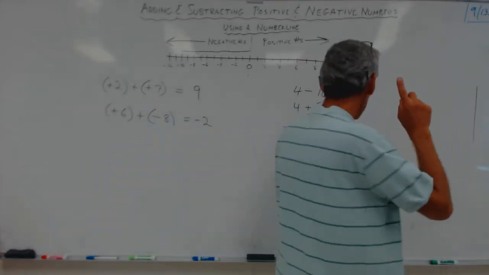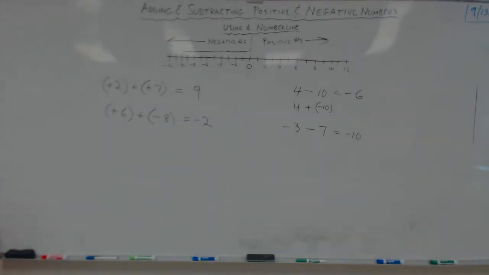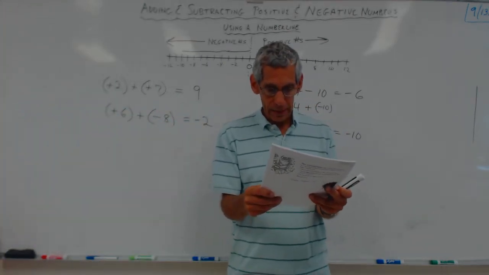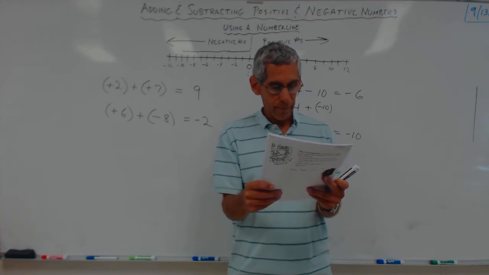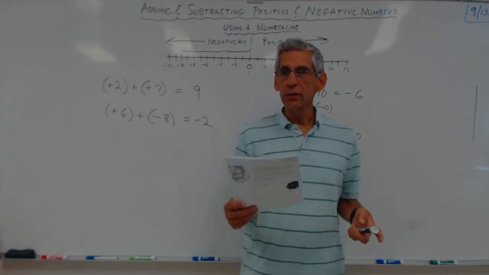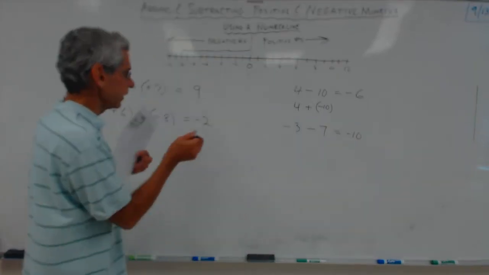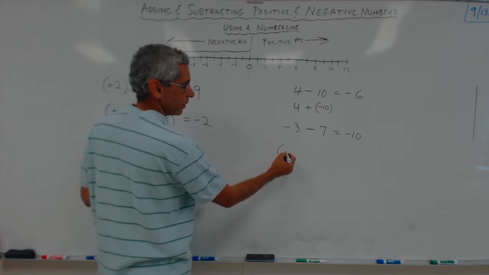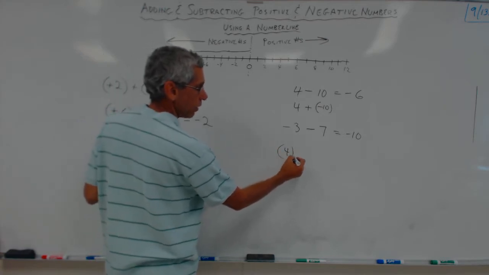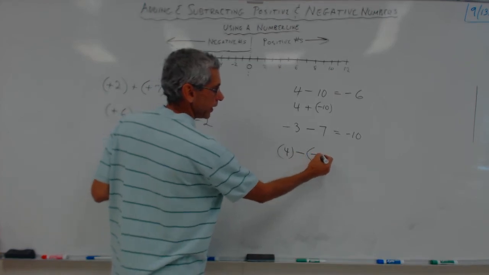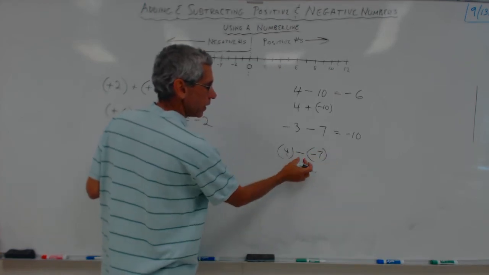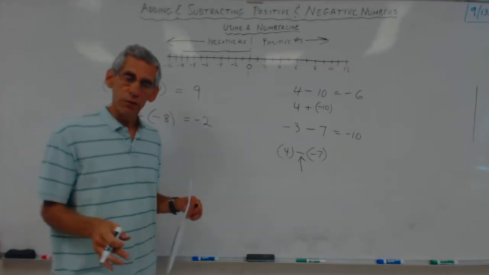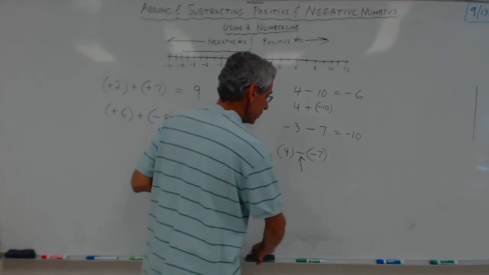Let me just quickly look at the homework that I printed out. Let me just be sure I'm not leaving something out that you might need to see. So I'm not doing anything like this yet, because you have to know another rule. I'm not doing something like this, where you have 4 minus a negative 7, right? I'm not doing that yet, for specific reasons. So you won't see that.